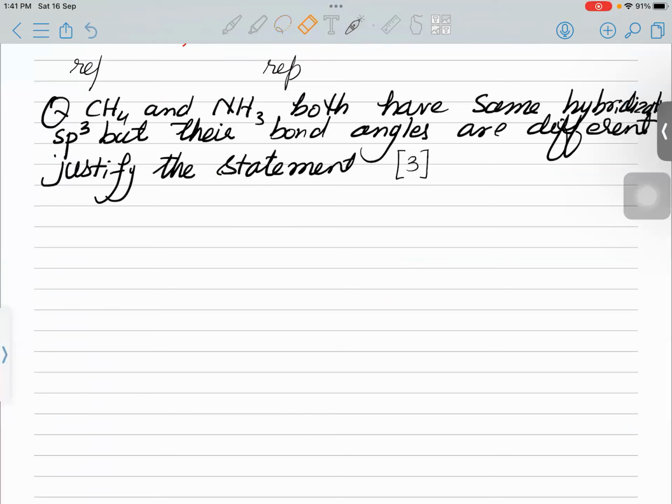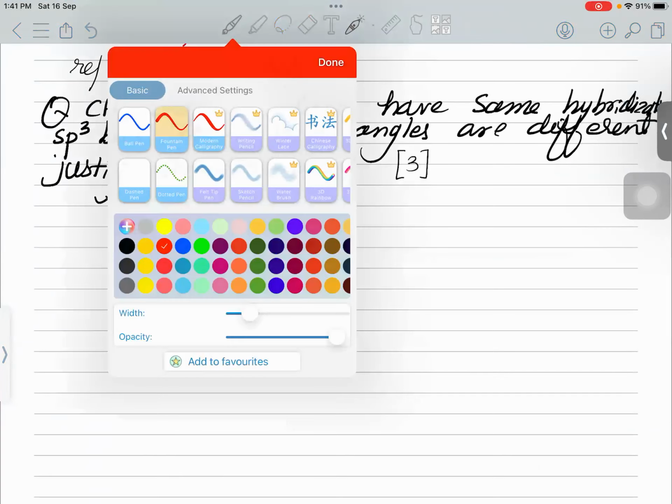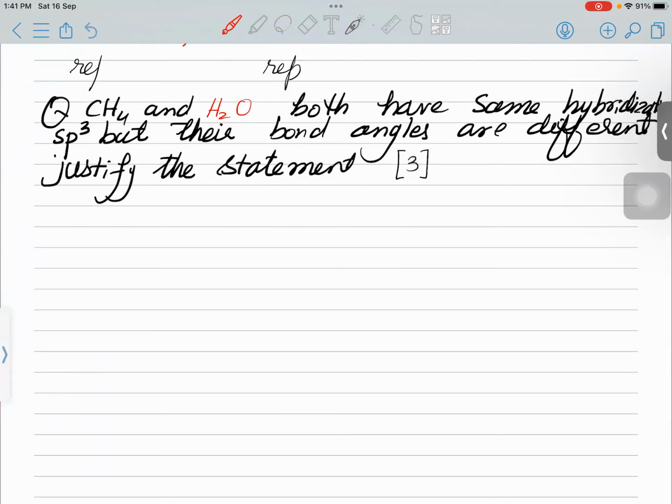Now CH4 and H2O both have the same hybridization, but their angles are different. Justify the statement. This is water. Can you tell me the number of lone pairs in water? 2. So how many types of repulsion in CH4 and H2O? In CH4, it's bond pair with bond pair. In H2O, it's lone pair with lone pair, lone pair with bond pair, and bond pair with bond pair. All three repulsions.